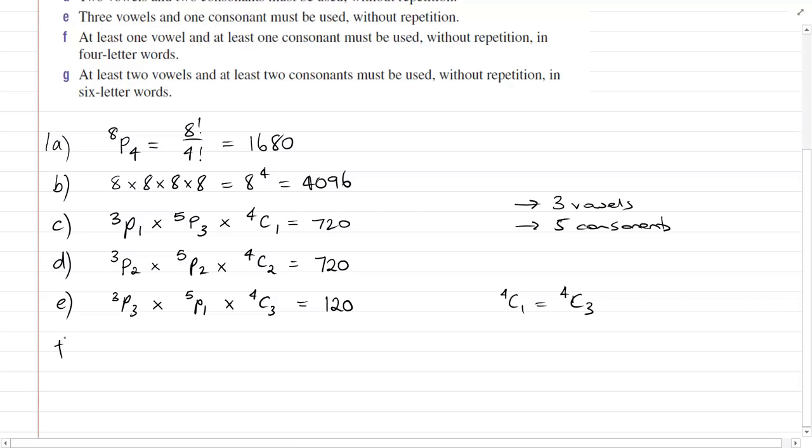Question F says at least one vowel and at least one consonant must be used without repetition in four-letter words. So at least one vowel means I have to have one, two, or three vowels. At least one consonant means I have to have one, two, or three. I can't have four because that means I won't have one vowel. And that is basically C, D, and E are my only options. So I simply add them up: 1 vowel and 3 consonants, plus 2 vowels and 2 consonants, plus 3 vowels and 1 consonant, and that is equal to 1560.